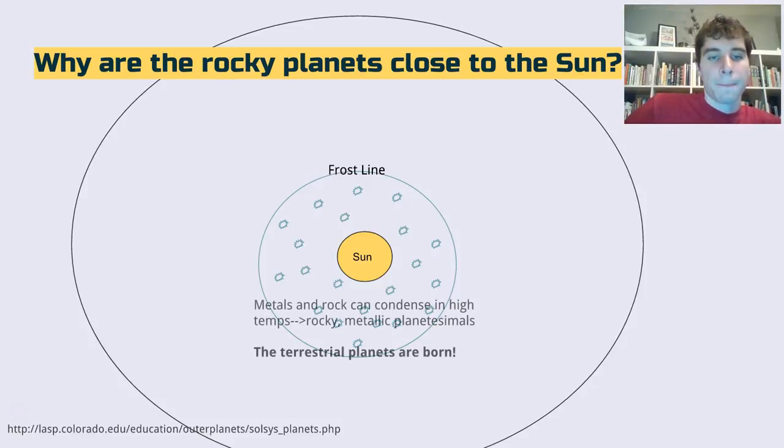So again, closer to the sun as it was forming, the metals and the rock were able to condense because it was so hot close to the sun. And that's what formed the rocky metallic planetesimals. And then they would run into each other and get bigger, forming the terrestrial planets.